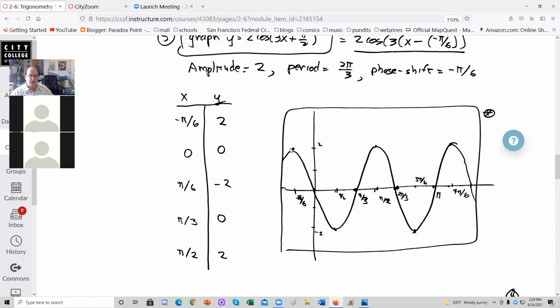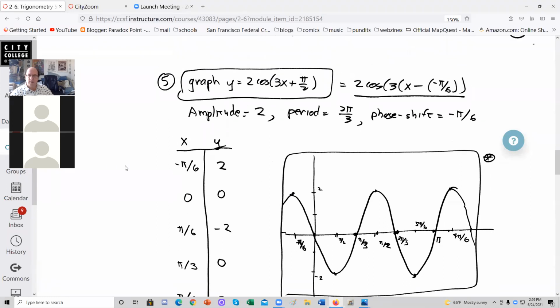Professor? Yes, sir. I have a question. Why does the negative pi over 6 become a negative after it changes? Well, it's plus a pi, so minus a negative. Is there a reason it's a negative? Obviously, it's going to become a positive.